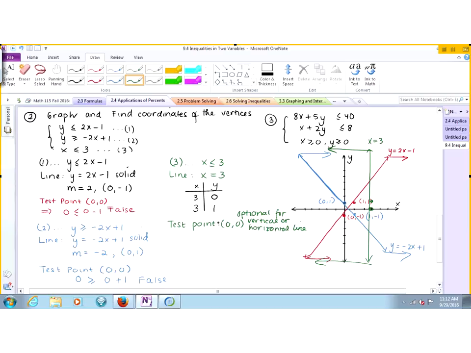Okay? That's optional. So test point is 0, 0. Okay, so what would you do? 0 is less than or equal to 3. True or false? True. Yes, so we shade this one. Now let me ask you, which ones are the intersections? Which ones are the area? So the red one says that one. The blue one says that way. The green one says the left. So it's this triangle? All right.